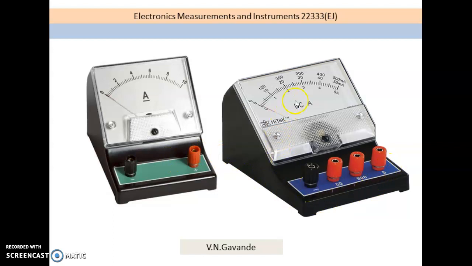But now look at this. This is also a DC ammeter. The word is written directly as DC ampere, and it has many ranges: 5 ampere, 0 to 50 milliampere, 0 to 500 milliampere, and these are the 3 ranges. You can select according to your need.